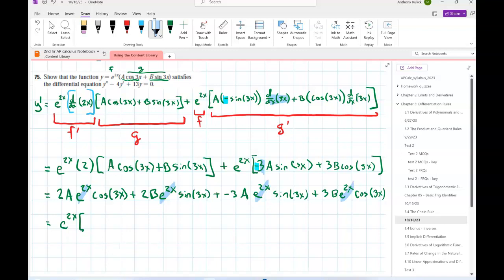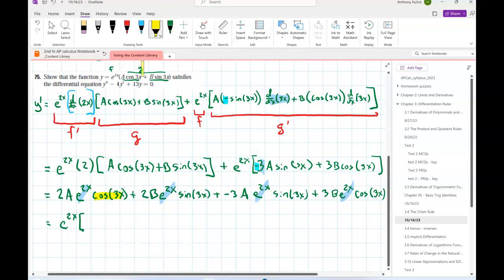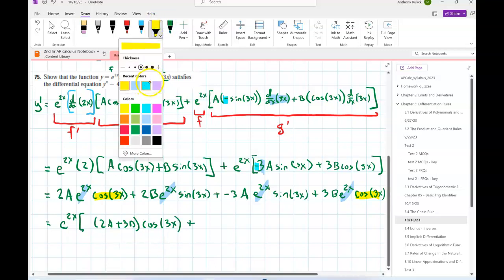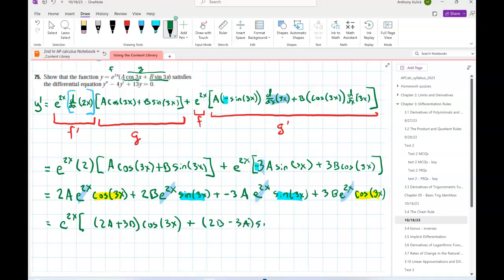Every term has an e to the 2x, so let's take those out. And then I'm going to group the cosine 3x's together, probably, and pull out what was in the sines. We might need that stuff first. That's probably where I would leave it. I wouldn't do anything more than that.